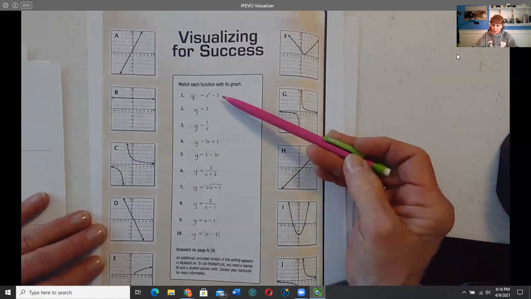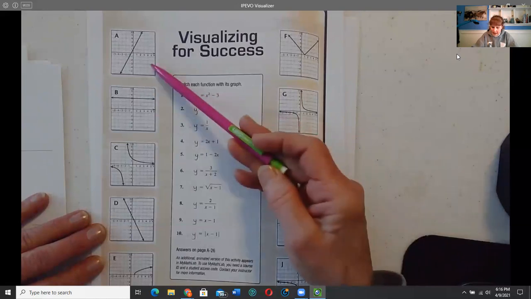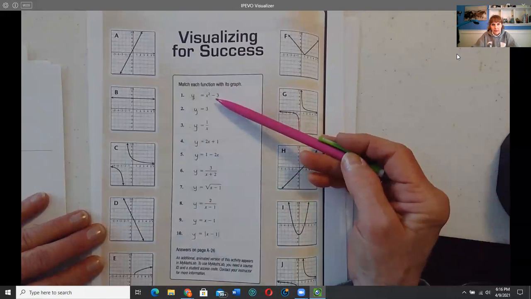Now let's start looking at number 1. Would number 1 be linear? Would it be my A, B, D, or H? And number 1 is not linear.